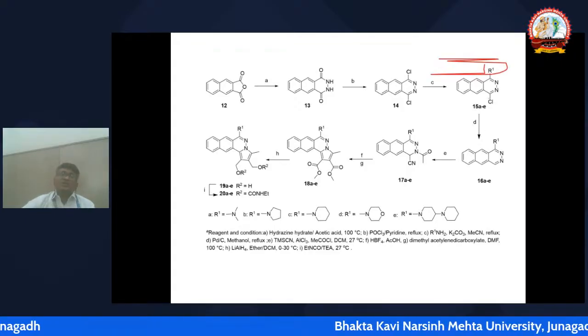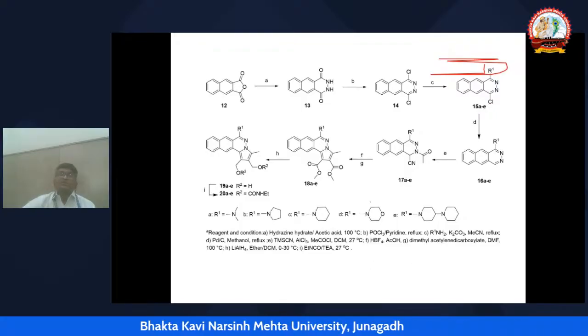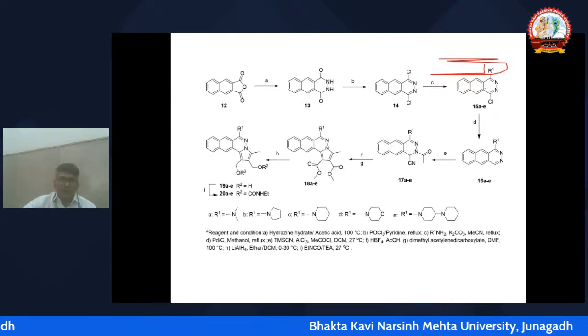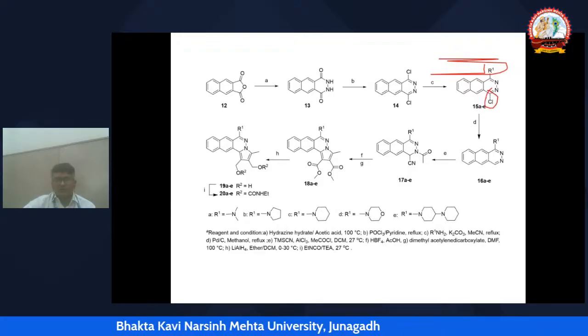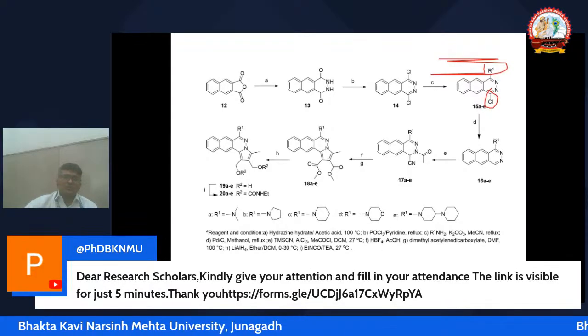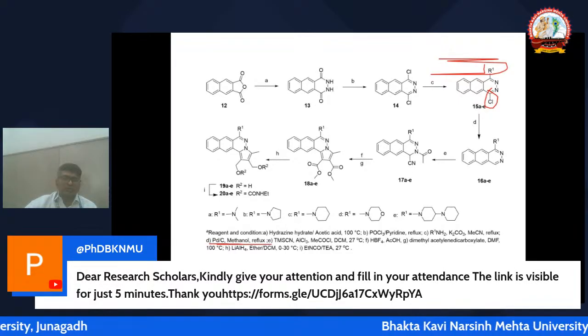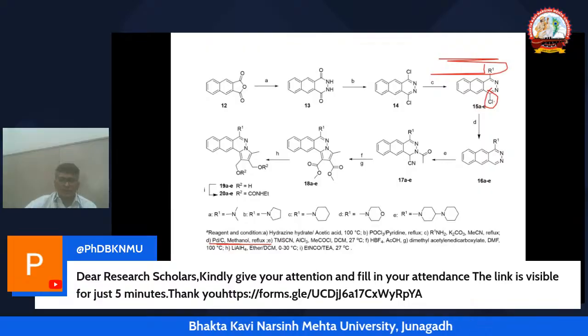Now we have to remove this chlorine atom from the molecules because we require a hydrogen atom for the cyano atoms. If we have to prepare the pyrrole ring system here, then we have to remove this chlorine. So we removed this chlorine through palladium carbon in methanol, which does the dechlorination and produces a hydrogen atom. These are 16A to E.